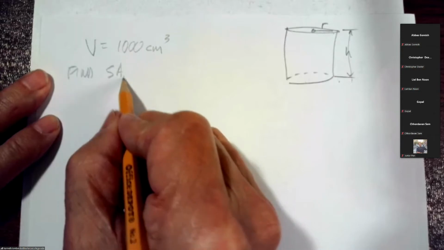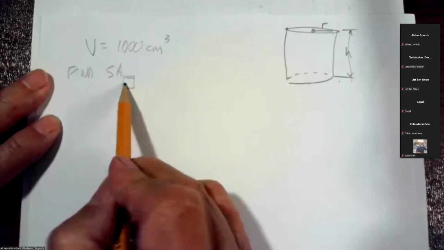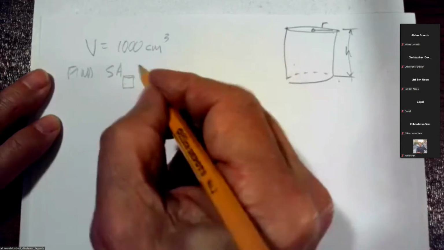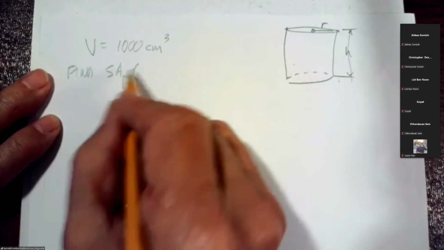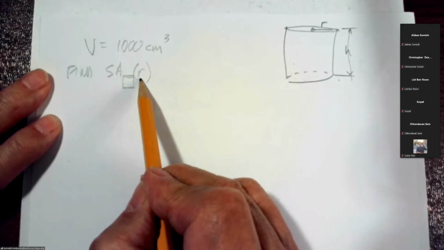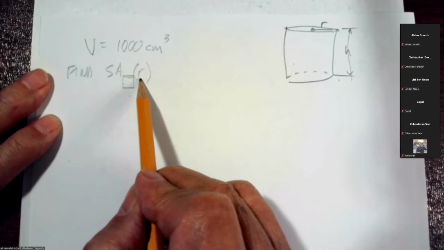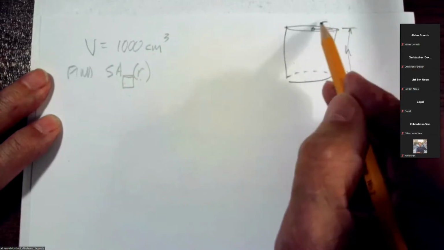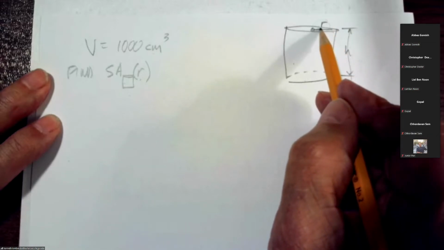I'll just say here's the cylinder. Find the surface area of that cylinder as a function of R. Surface area of the cylinder is a function of R. Meaning that, hey, we want to get rid of this H. We want to just call this R.